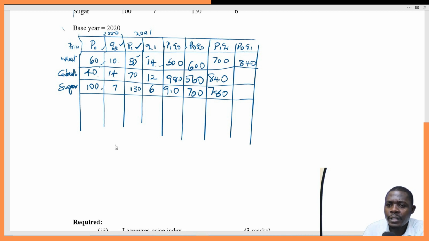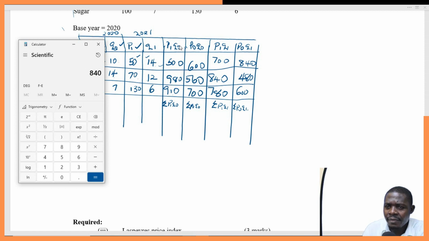I have 40 multiplied by 12, that is 480. Then 100 multiplied by 6, 600. Now we can get the summations. It is going to be summation of P1 Q0. Now we have the summations of P0 Q0, summations of P1 Q1. Then we have the summations of P0 Q1. Let's add them very quickly.